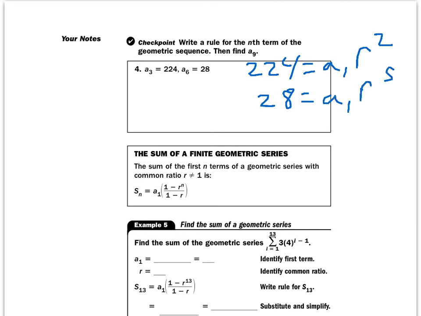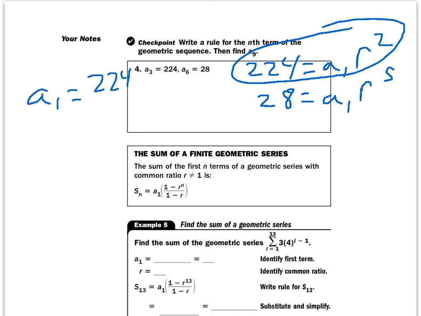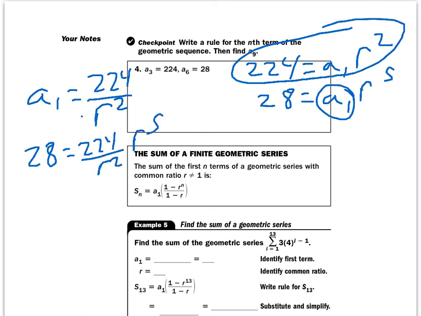Now, as we got bigger, our numbers got smaller. So I hope you notice that r is going to be a number less than 1. Right now, we should know that. Okay. Next, I'm going to take my first equation and divide by r squared, and I'm going to get a sub 1 equals 224 divided by r squared. And I'm going to take that information and place it right here, in the other one. So I get 28 equals 224 over r squared times r to the 5th, which becomes 28 equals 224 r to the 3rd.